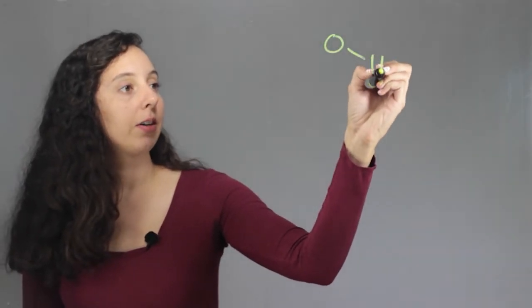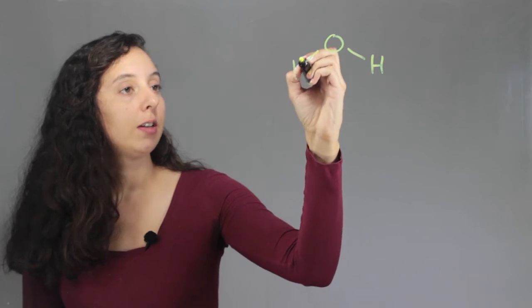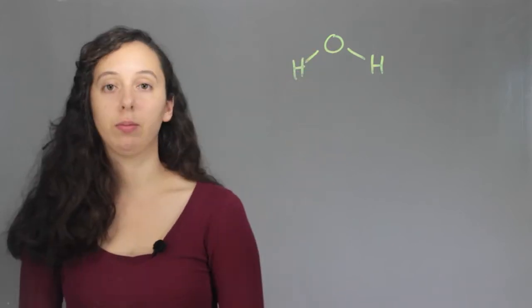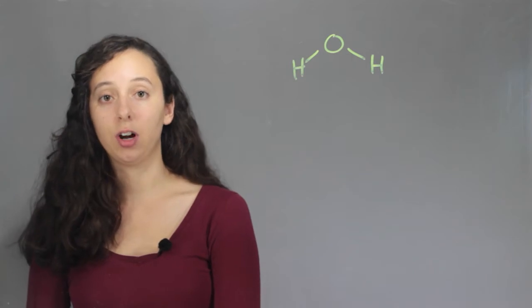Okay, so let's remind ourselves what the Octet Rule is. Well, the Octet Rule states that every atom wants to have a complete outer valence shell. And so for most atoms, this means it's going to have 8 electrons.